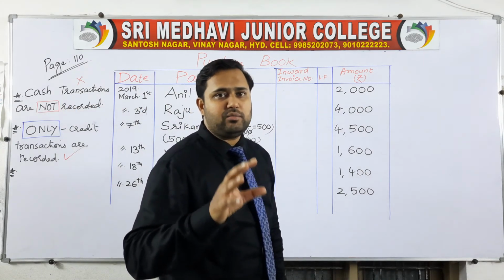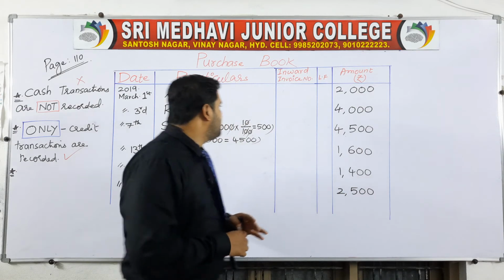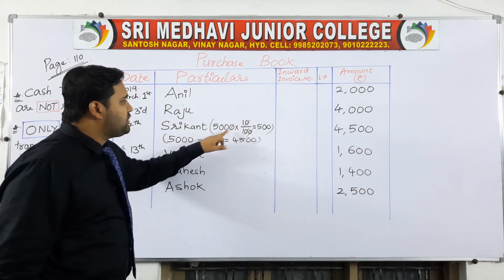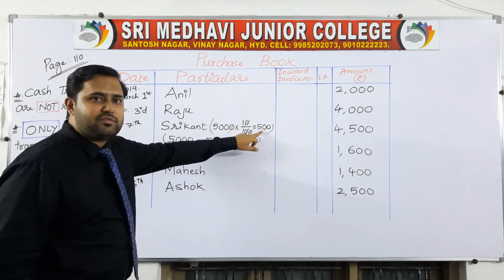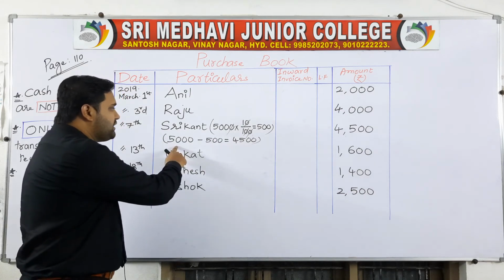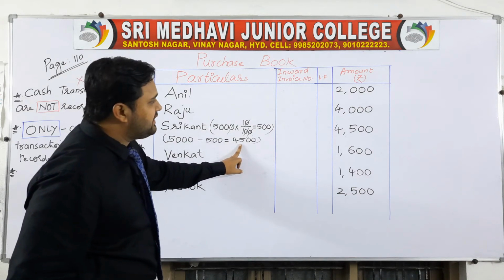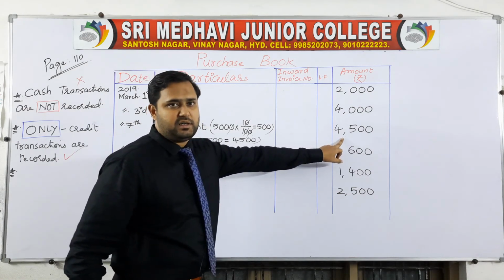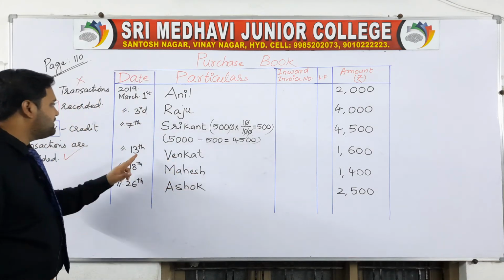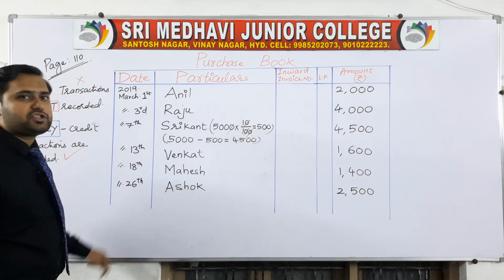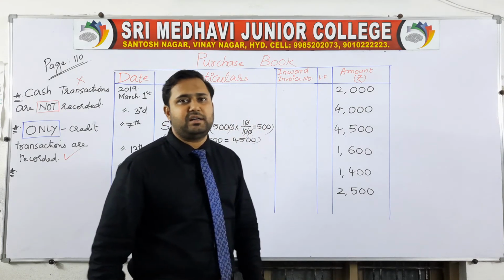So from Srikanth we bought 5,000 rupees of goods. After purchasing we got a trade discount of 10%. 5,000, 10% means 5,000 into 10 by 100. If you simplify this calculation, you will come to know that 500 rupees is the discount. Out of 5,000 we got a 500 rupees discount. So the value now is 4,500. Thereafter we purchased goods from Venkat, Mahesh and Ashok respectively on 13th March, 18th March and 26th of March, 1600, 1400 and 2500 respectively.